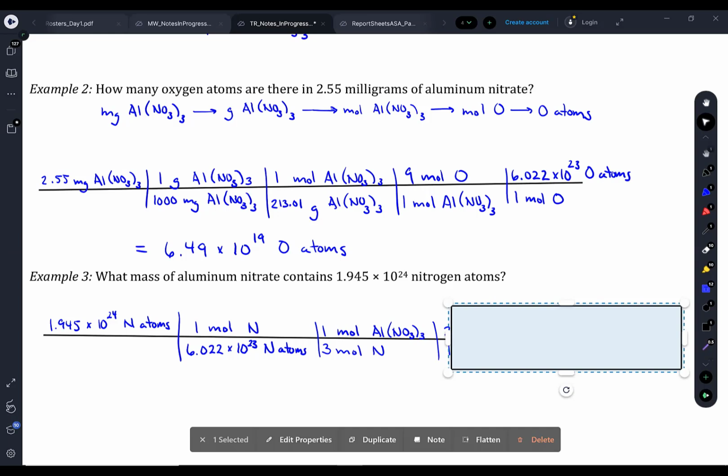And then finally, we would like to get to the mass. And for that, we have the same molar mass, 213.01 grams of aluminum nitrate for every 1 mole. Good.